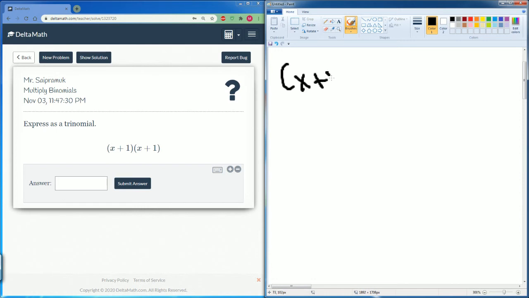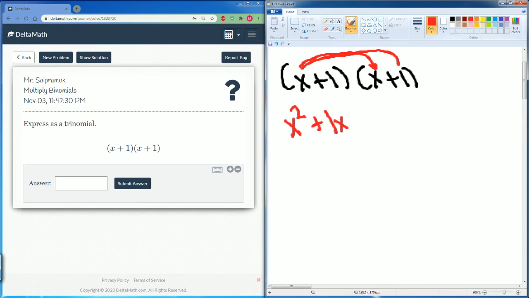(x + 1)(x + 1). x distribute to the x. x times x gets you x squared. x times 1 is 1x. Now let's do the bottom. 1 times x is 1x. 1 times 1, it's just 1.